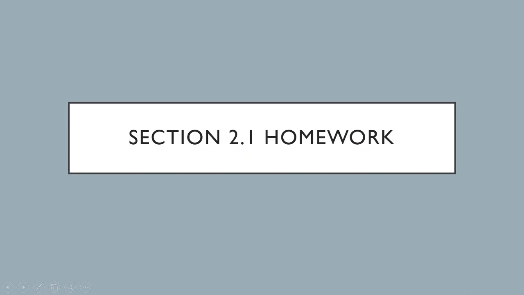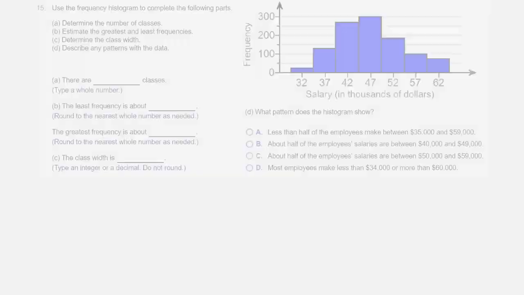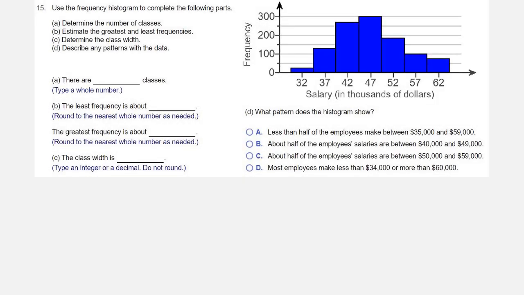We're looking at homework from section 2.1. This is question number 15. Use the frequency histogram to complete the following parts. A. Determine the number of classes.